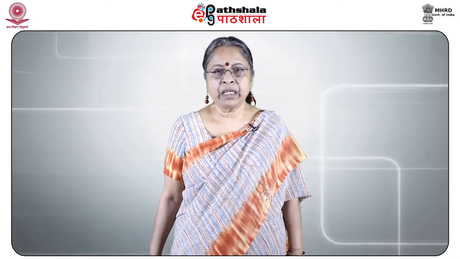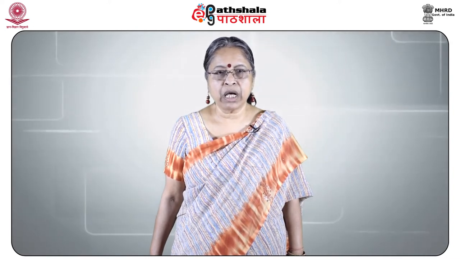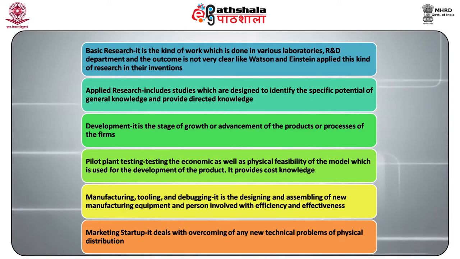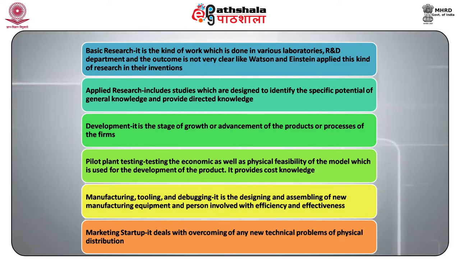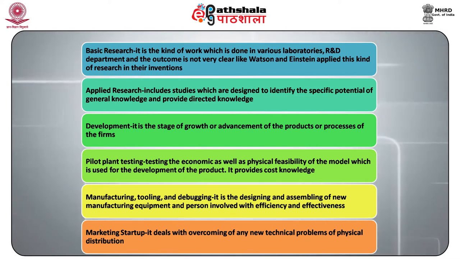Now, whenever planning for R&D strategy, the stages involved in technological innovation are as follows. Basic research: it is the kind of work which is done in various laboratories and R&D departments, and the outcome is not very clear, like Watson and Einstein applied this kind of research in their inventions. Applied research includes studies which are designed to identify the specific potential of general knowledge and provide directed knowledge. Development: it is the stage of growth or advancement of the products or processes of the firms.